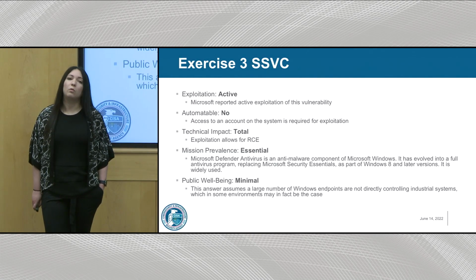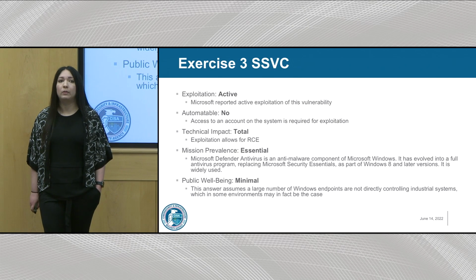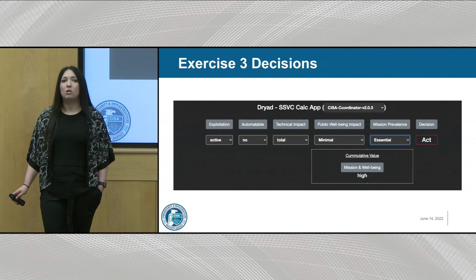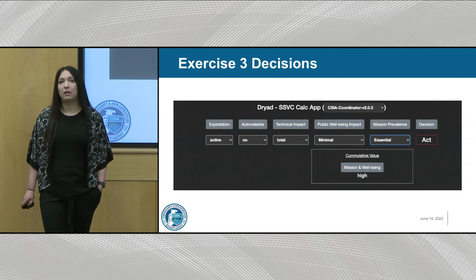For summary, you would have exploitation active, automatable no, technical impact total, mission prevalence essential, and public well-being minimal, for a result of high for mission and well-being, with the ultimate decision leading to act, the most critical of all of the SSVC CISA decisions.